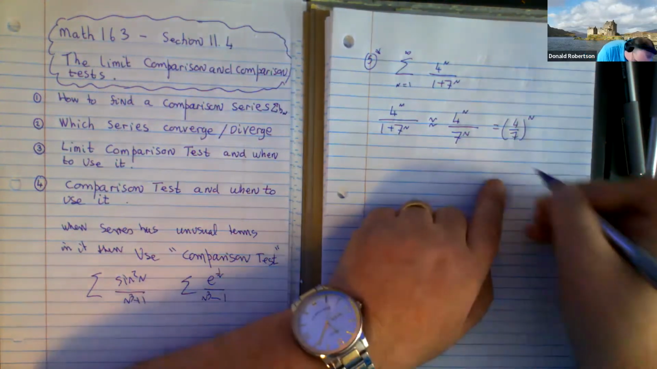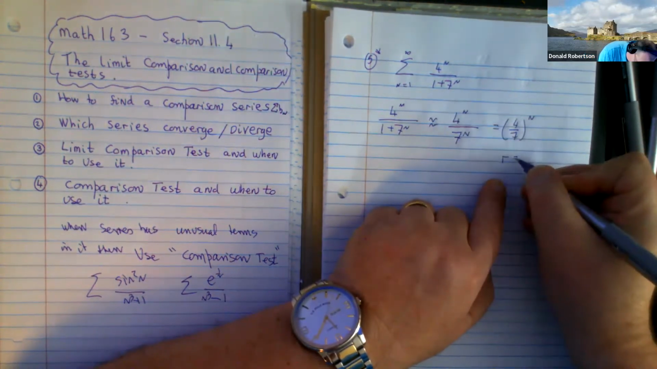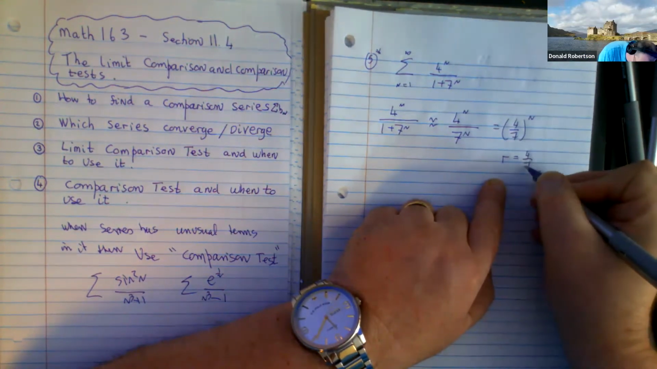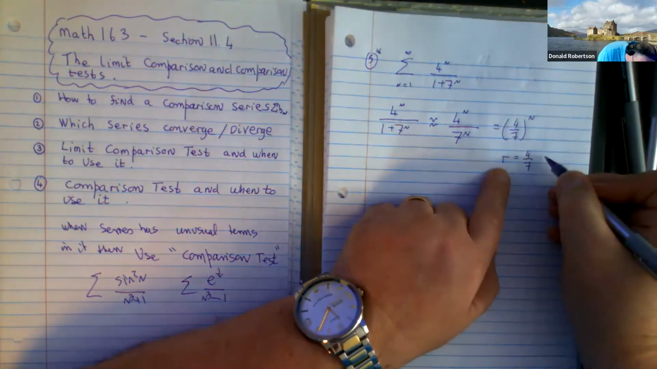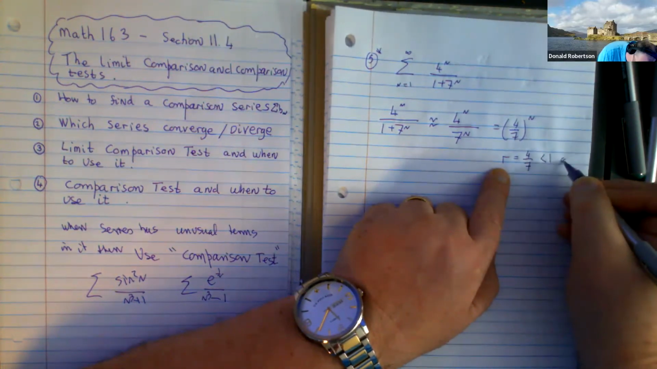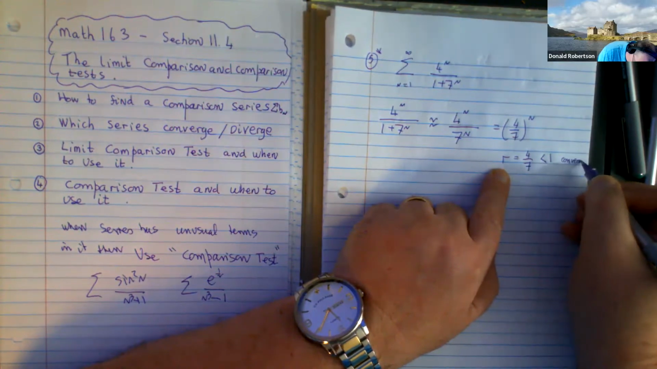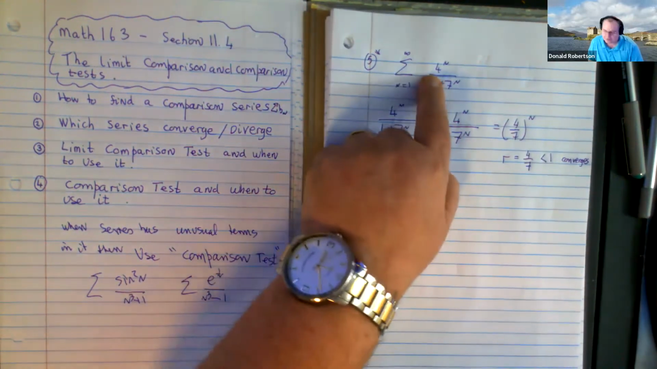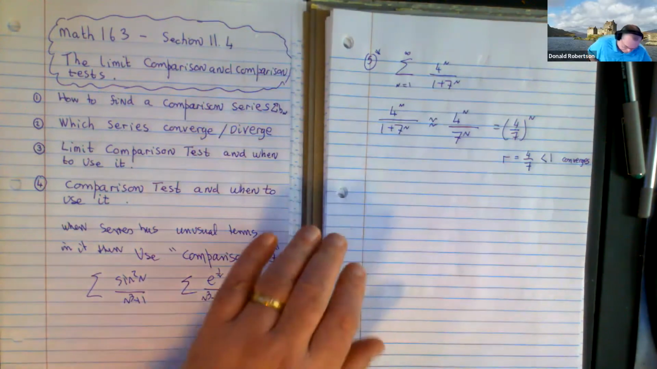Now, for a geometric series, this fraction is called the common ratio. In this case, it's 4/7. And the rule is that if it's less than 1, it converges. So I know this is going to converge. Let's prove it now.